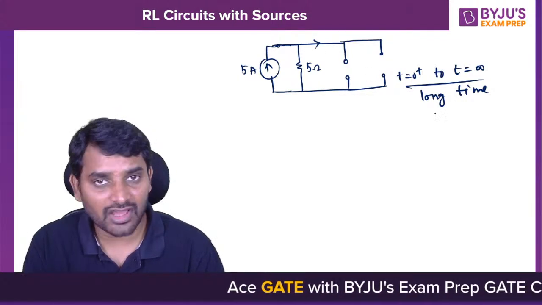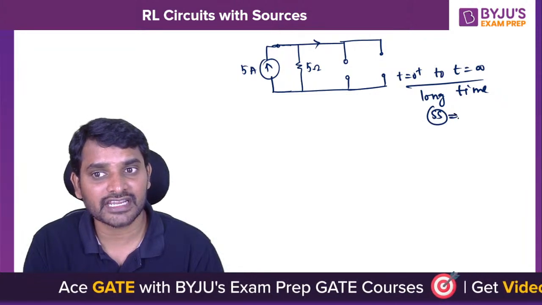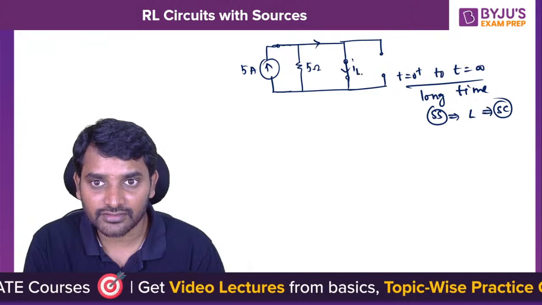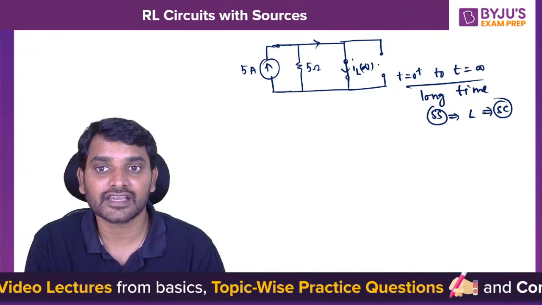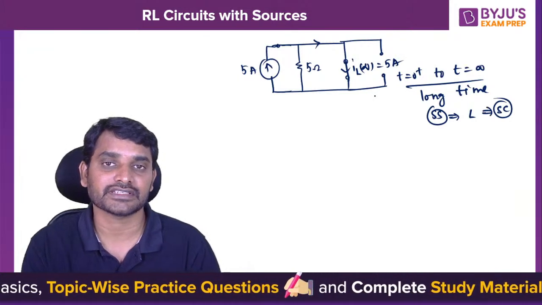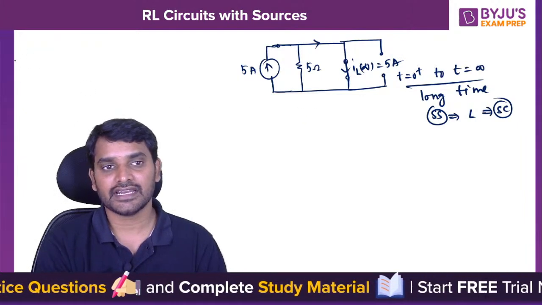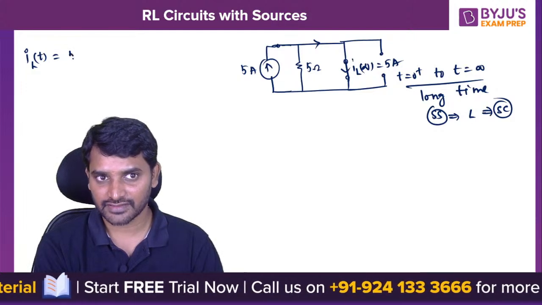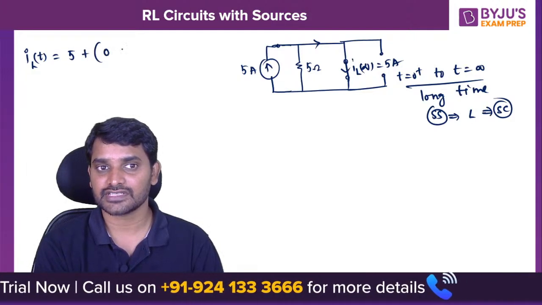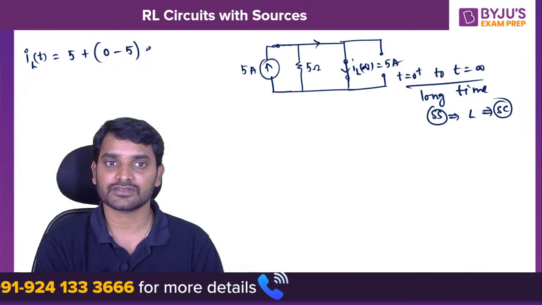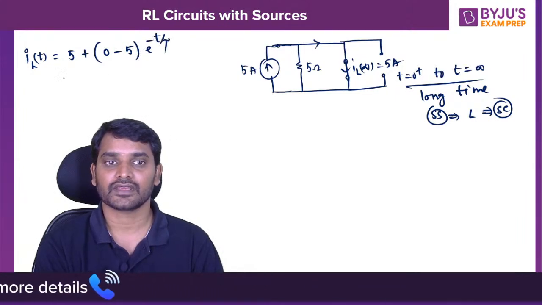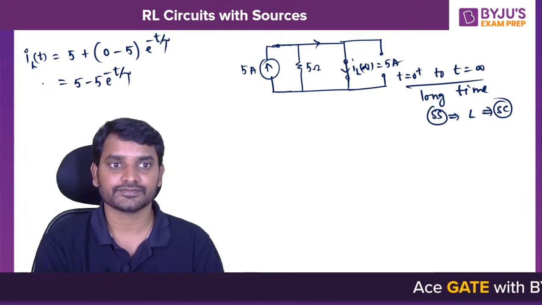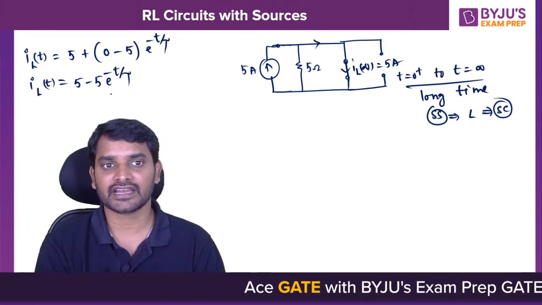So it's a long time, this is a steady state, and in the steady state the inductor acts like a short circuit. So iL(infinity) is 5 amperes. The current equation will be iL(t) = iL(infinity) + [iL(0) minus iL(infinity)] e^(-t/tau), which is 5 plus (0 minus 5) e^(-t/tau). So here it is 5 minus 5 e^(-t/tau). This is my current equation.